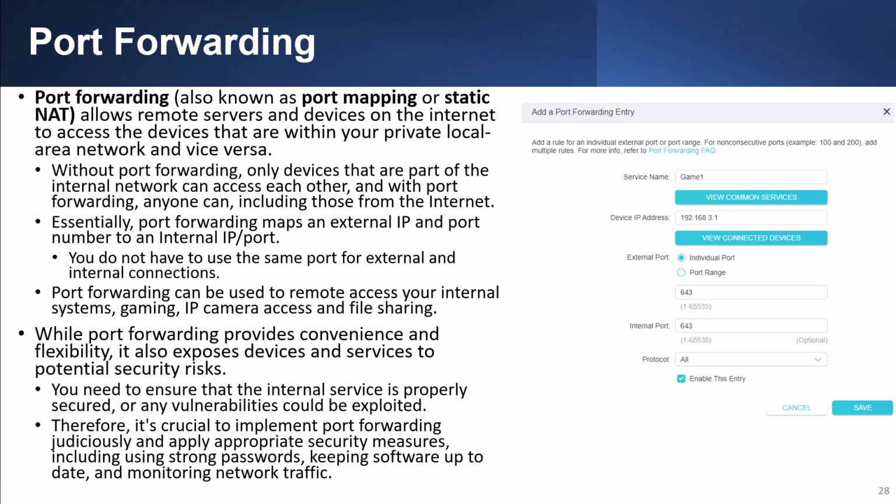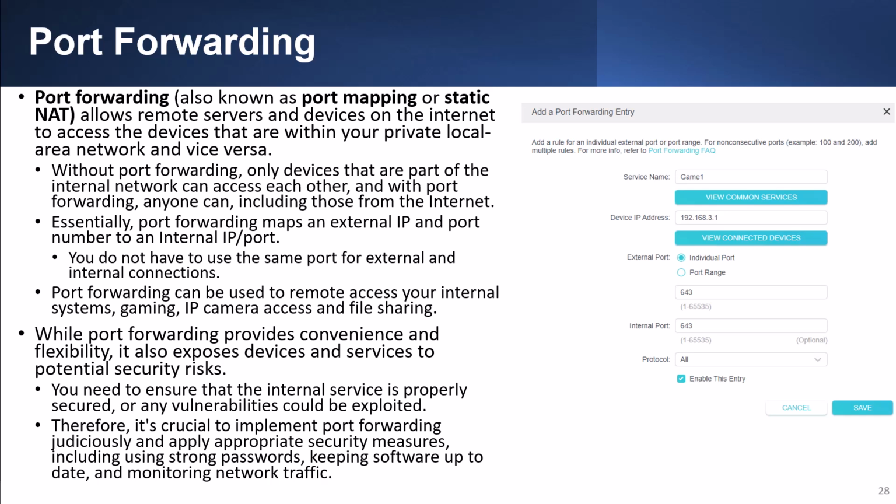Port forwarding, also known as port mapping or static NAT, allows remote servers and devices on the internet to access the devices that are within your private local area network and vice versa. Without port forwarding, only devices that are part of the internal network can access each other, and with port forwarding, anyone can, including those from the internet. Essentially, port forwarding maps an external IP and port number to an internal IP address and port number. You do not have to use the same port for external and internal connections.